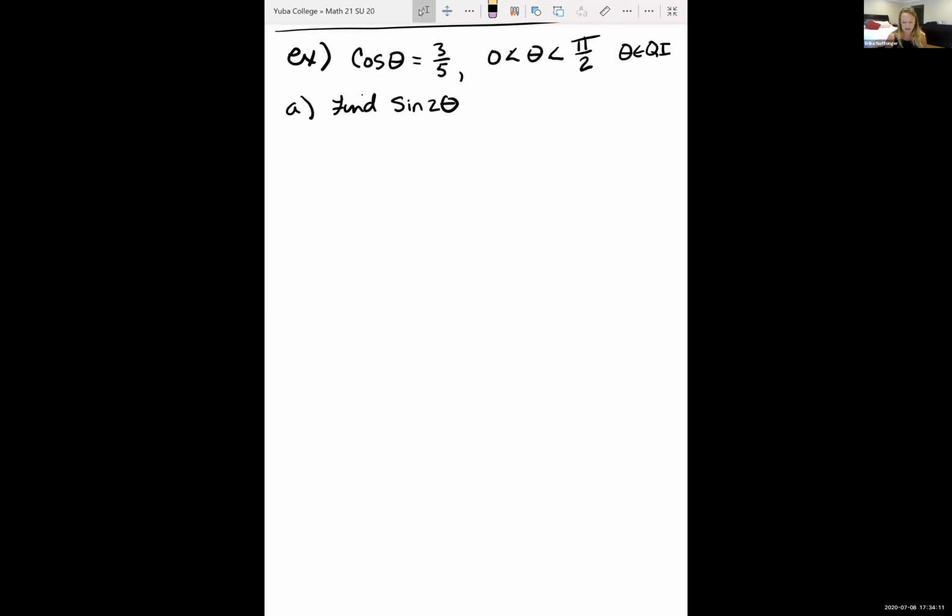Okay, well, let's pull again the formula. Sine of 2 theta is 2 sine theta cosine theta. We know what cosine theta is. We're given that. And so all we need to figure out is what sine theta is. And guess what we can do? Make a triangle. Hope you guys are getting good at those triangles.